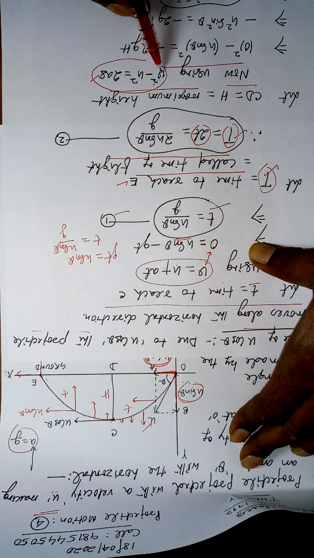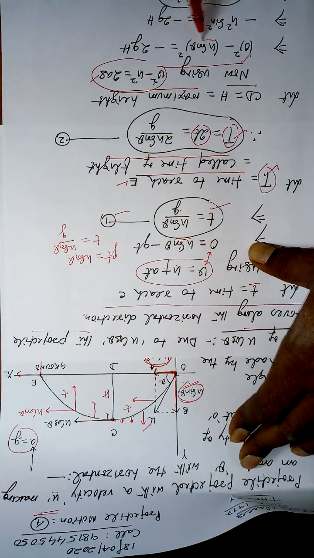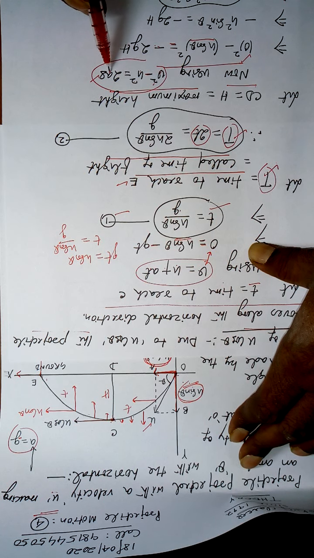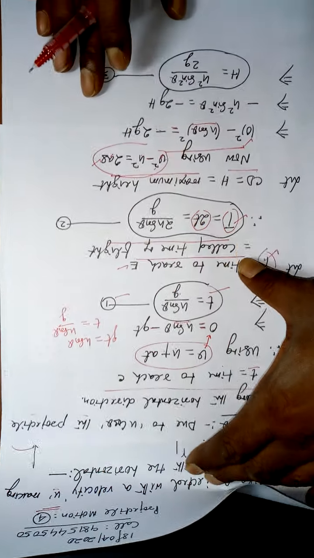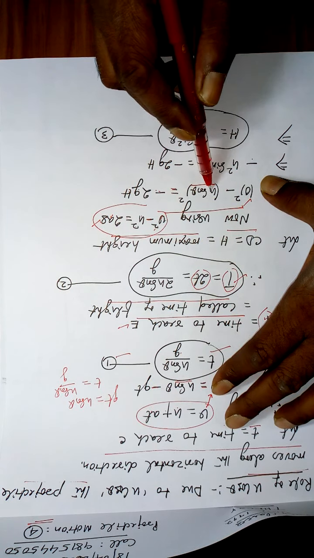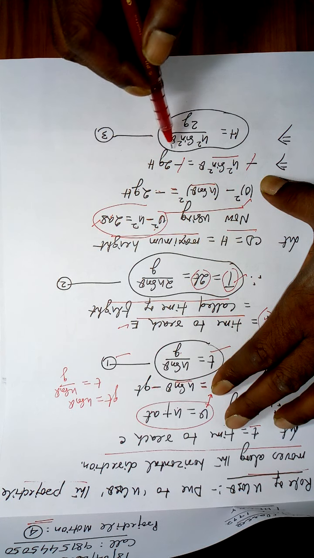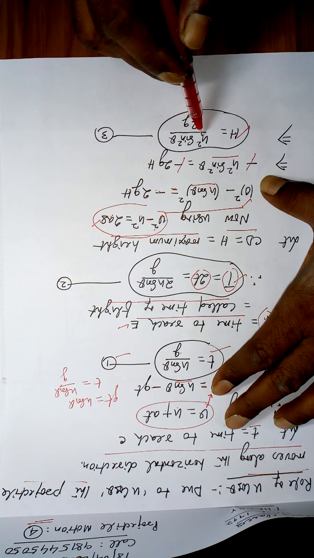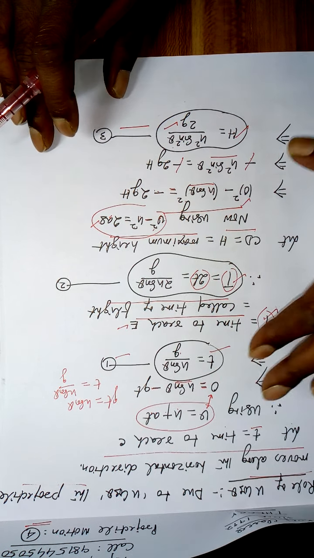So the square of 0 is 0. The initial vertical velocity is u sine theta, and the square of that is equal to minus 2gh. Why minus? Because this acceleration is minus g, since it is downward. So this becomes 0 minus u square sine square theta is equal to minus 2gh. Minus cancels, 2g comes to this side, so h remains on this side. So you have h equal to u square sine square theta over 2g, which is your third equation.